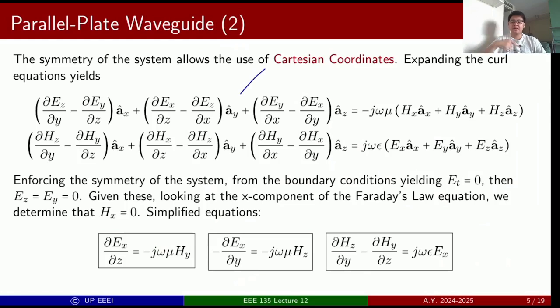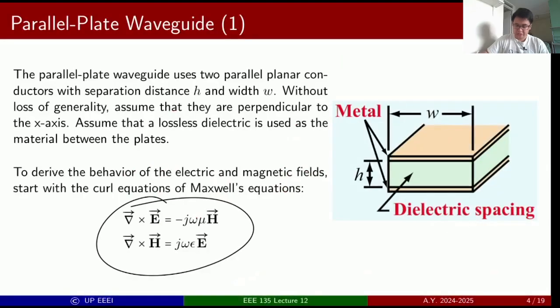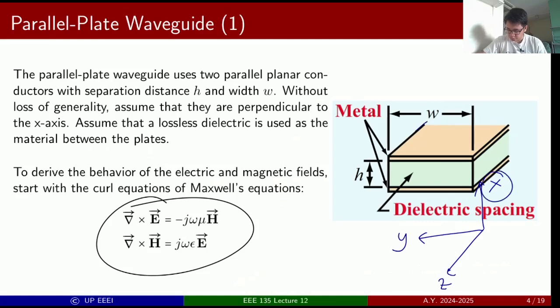So enforcing the symmetry of the system, if you use the boundary conditions, you'll notice that the tangential component of the electric field, let's go back to the image, the tangential component of the electric field is 0. What are the tangential components? If this is going towards the z-axis, and this is your x-axis, then your y-axis would be right here. Your electric field will only exist normal to the planes.